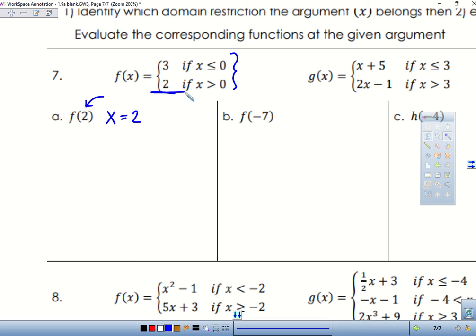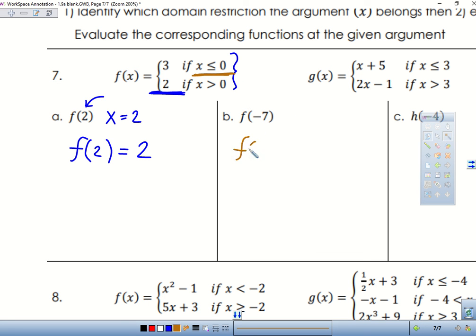Now, because this is just a number here, all we have to do is say f of 2 is equal to 2. Now, if it were an equation or an expression, we'd have to plug in for x and evaluate to get that value. Wait, is that it? That's it. So now for the next one, f of -7, that value is less than 0.